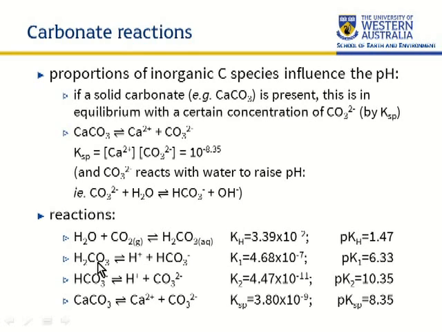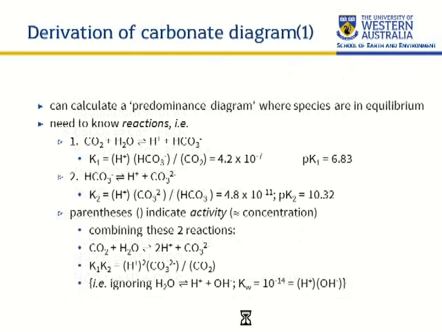The dissociation of carbonic acid has an acid dissociation constant associated with it. Likewise, the dissociation of bicarbonate, and also the solubility of calcium carbonate, which we've seen above. Okay, so there are 4 reactions that we need to consider, and we have 4 equilibrium constants. We've got some known values of equilibrium constants, and that allows us to calculate the speciation from the system.